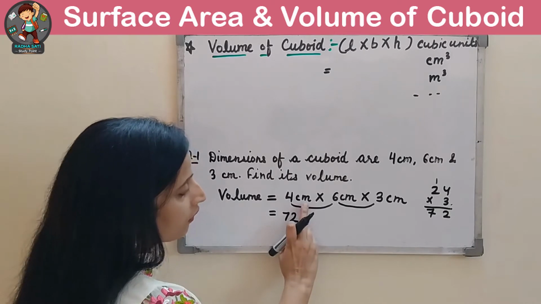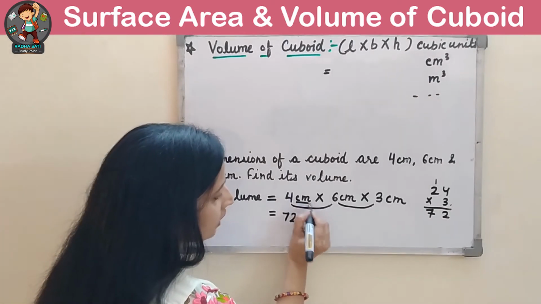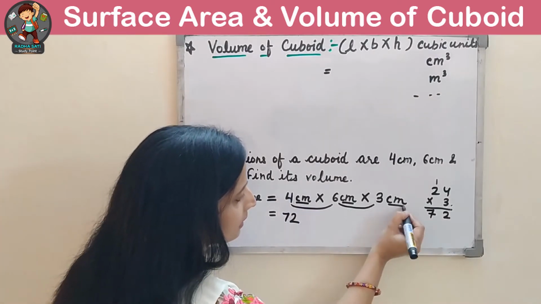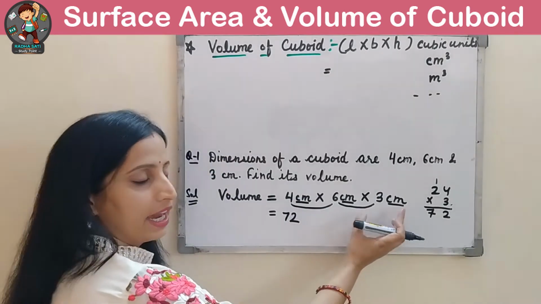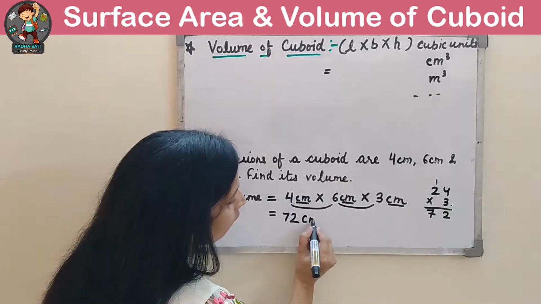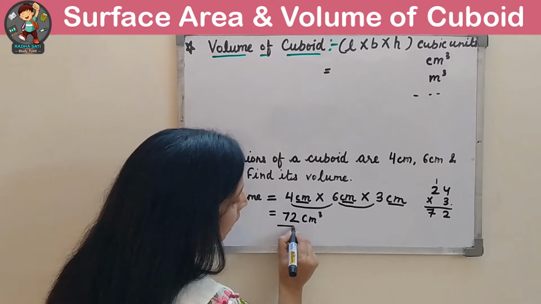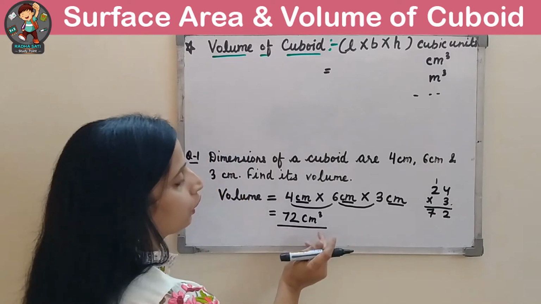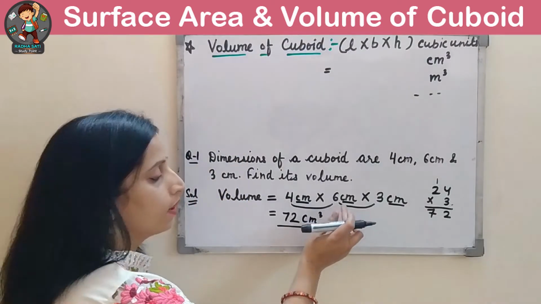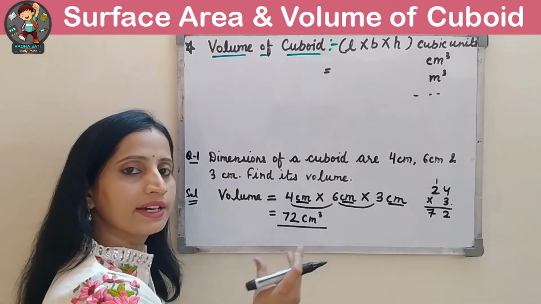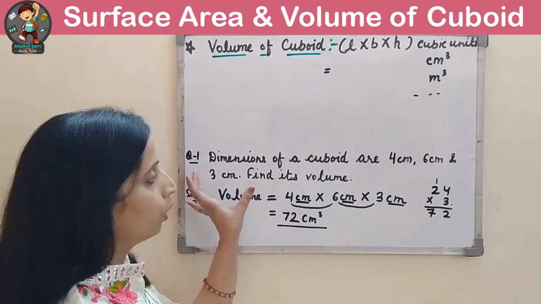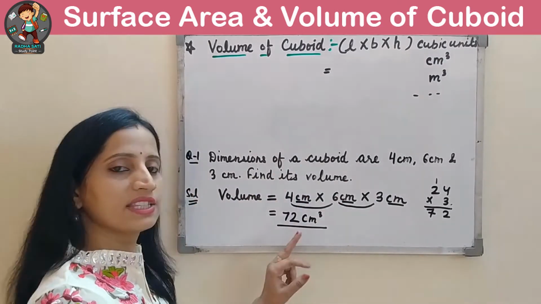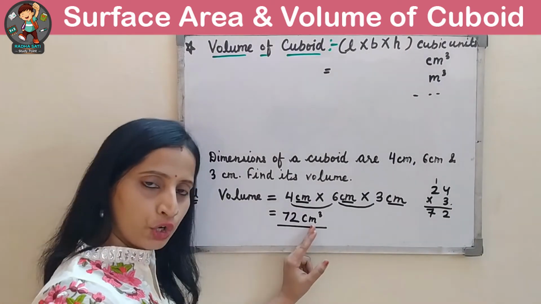Now we will multiply these units also, centimeter, centimeter and centimeter. So it's coming 3 times. That's why we will put cube here. So the answer will be 72 centimeter cube or 72 cubic centimeter. The volume of this cuboid will be 72 centimeter cube.